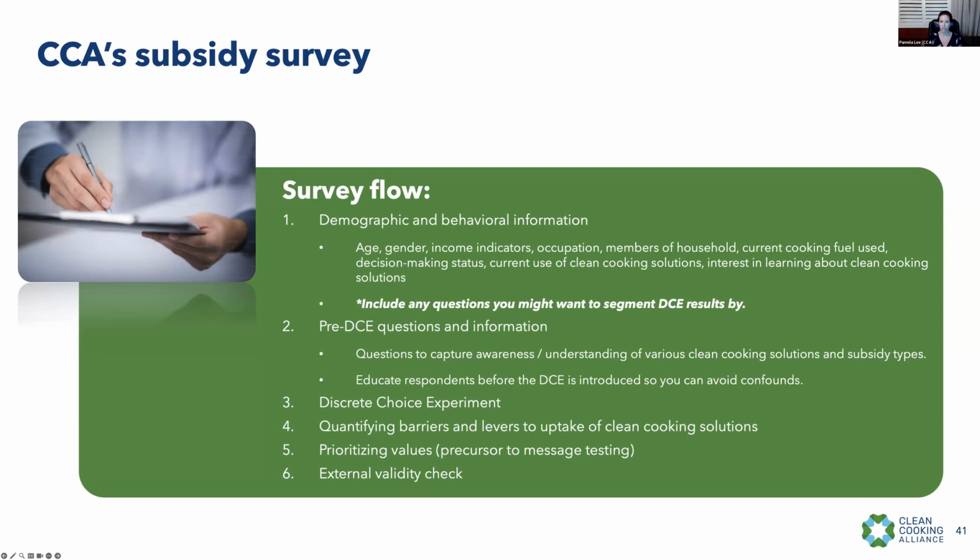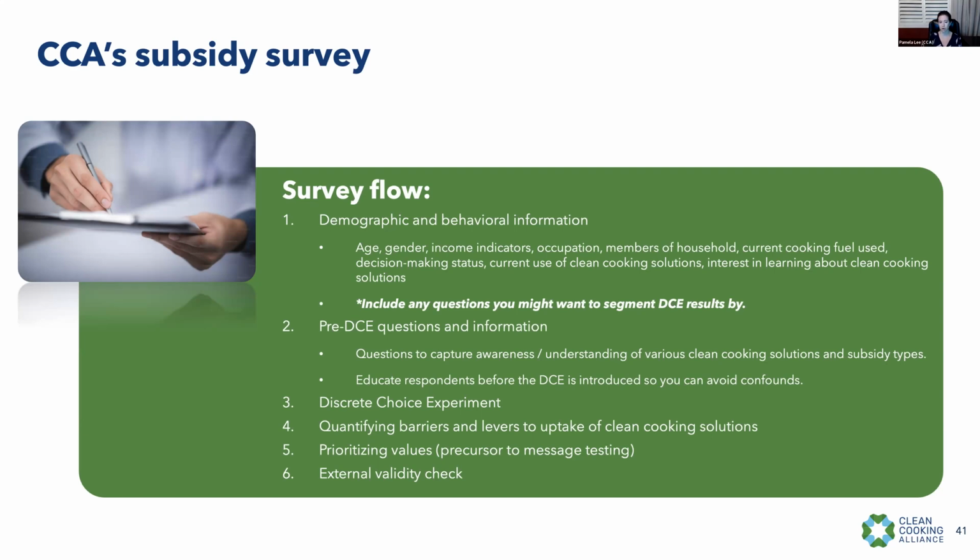And then you have to ask some questions and sometimes give some information before jumping into the discrete choice experiment. In our case, we wanted to capture awareness and understanding of various clean cooking solutions, as well as various subsidy types. So for example, before we ask someone how a cash transfer might impact their decision, we need to make sure that they know what that means. Same thing with vouchers and so on. Also making sure that they understand what the stove is, and you might even want to introduce some of the benefits of an LPG stove that they might not be aware of. And then you get into the discrete choice experiment, and I'll show you what that looks like in a minute.